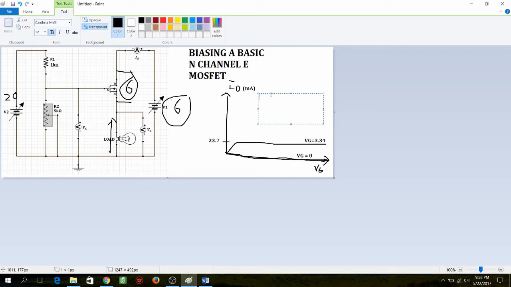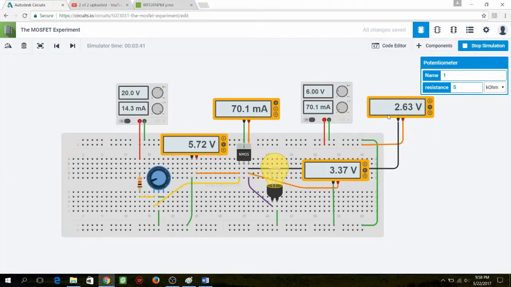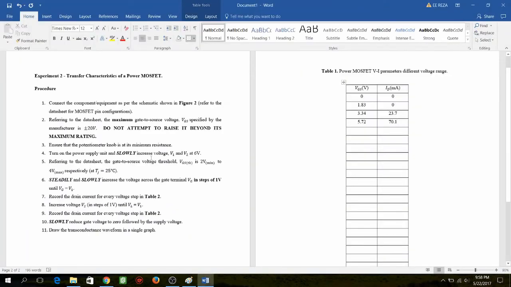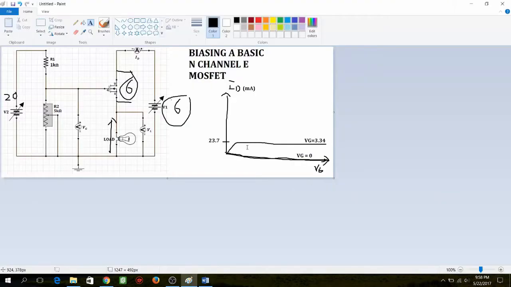So what does that mean? Your transistor is not fully on yet. Okay, so how can we turn it on fully? Let us draw it here first.